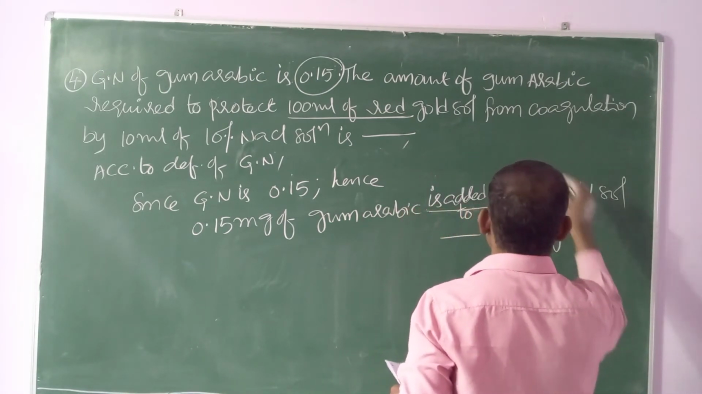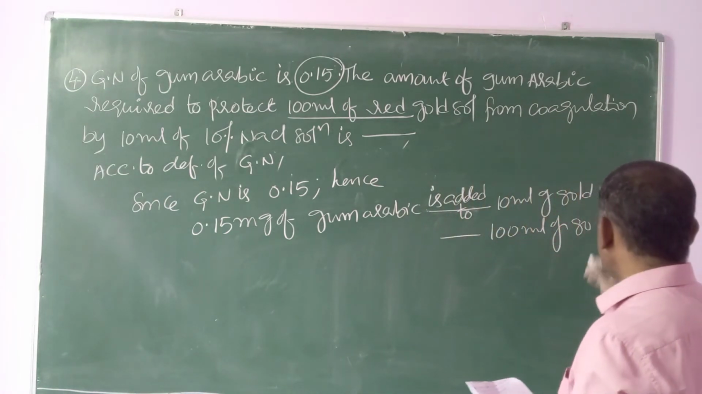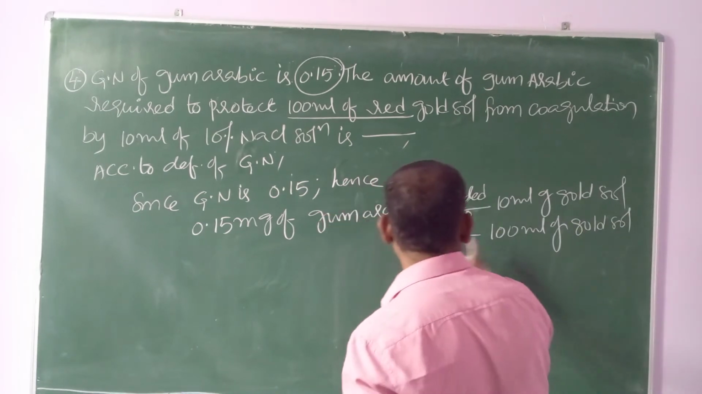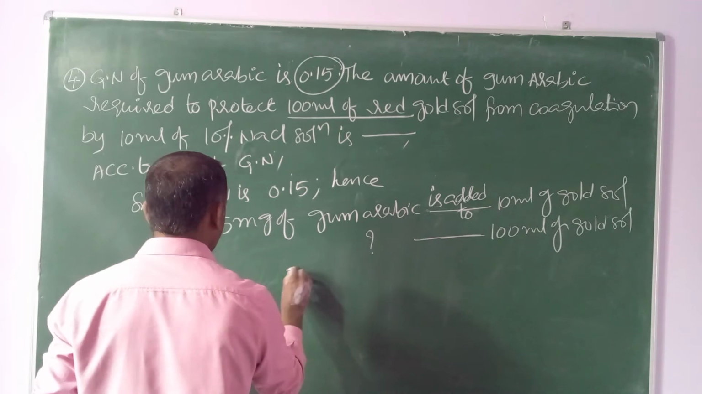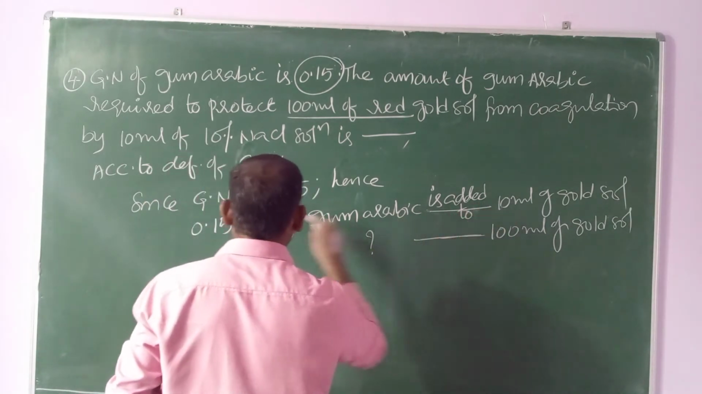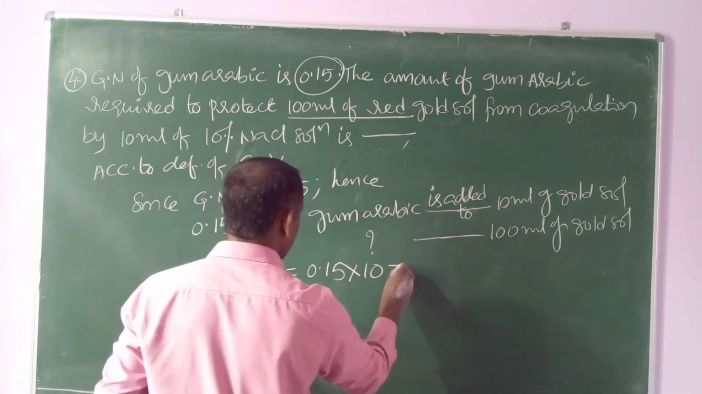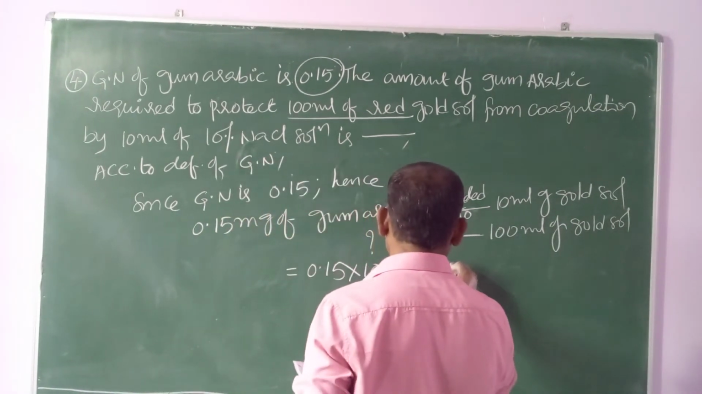100 ml of gold sol, 10 ml of 10% NaCl they given. After that I will discuss. For 10 ml of gold sol, 0.15 milligrams. Here 100 ml of gold sol they given. How much is required? Therefore, here to here into 10. Therefore, here to here also into 10. 0.15 into 10 equals 1.5 milligrams.